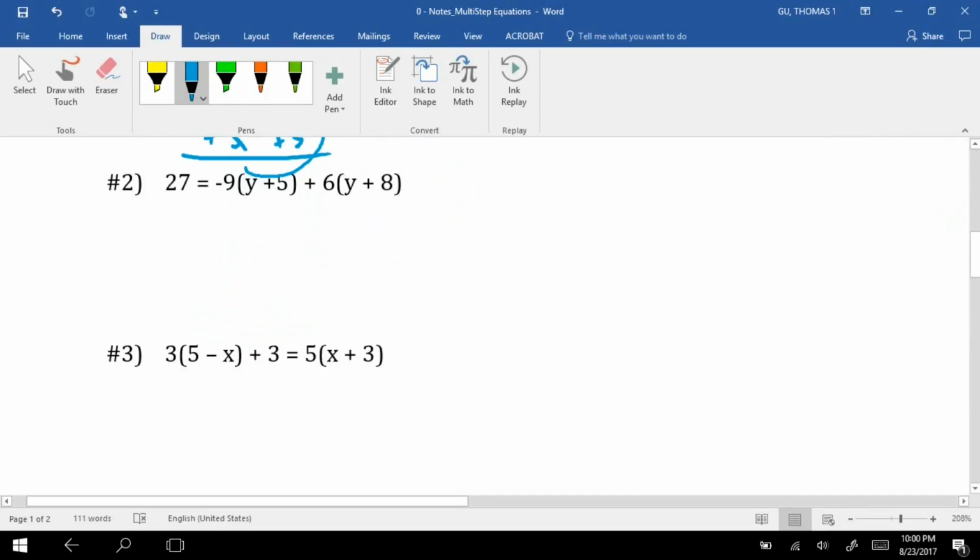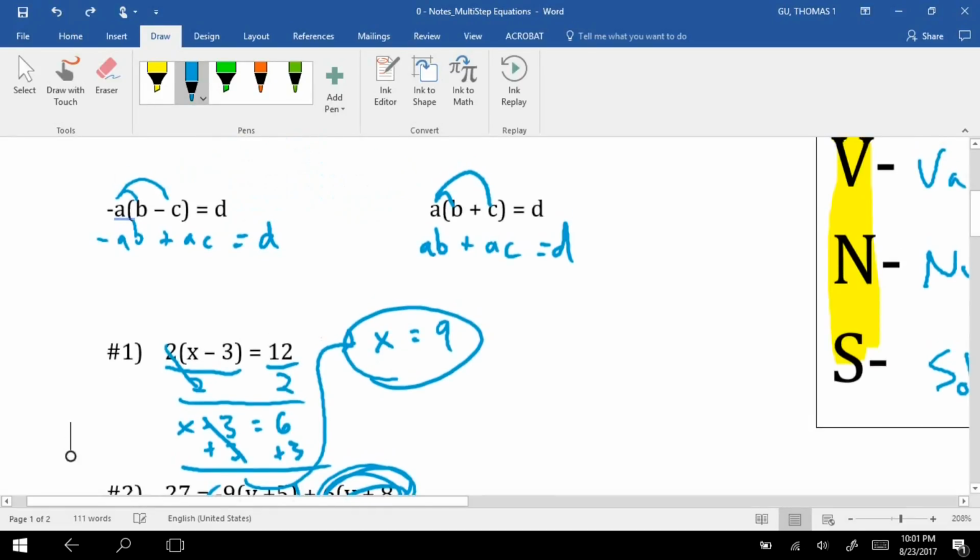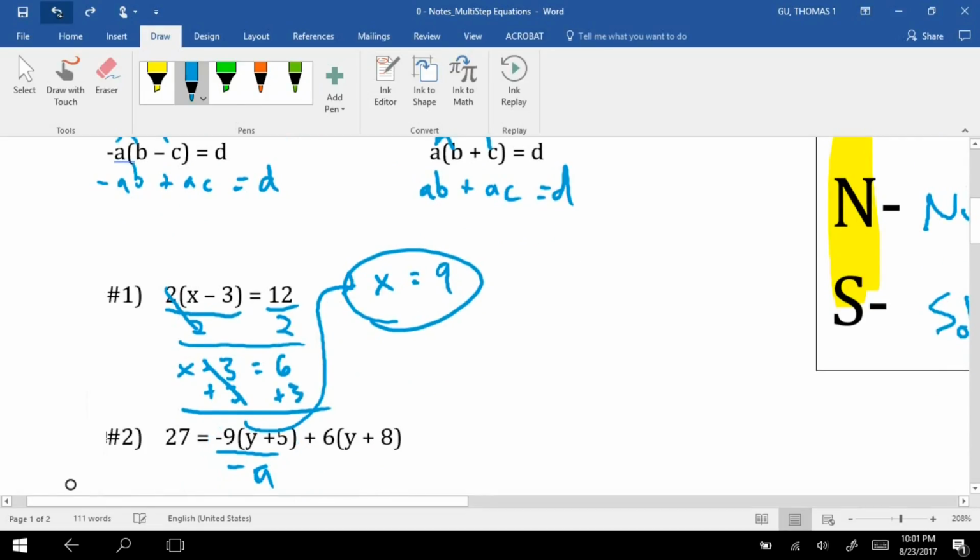Next one. Let's go to number 2. Well, this one's a little confusing. We can't divide ourselves out of this one, because look, if I try to divide by negative 9 over here, you can't just pick half of it and do that. That doesn't work, because you still got this guy over here. Okay, we can't do that.